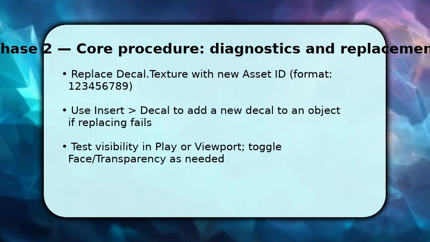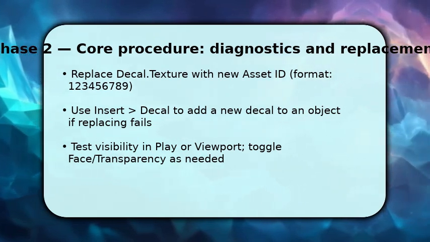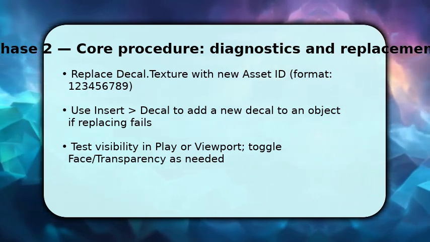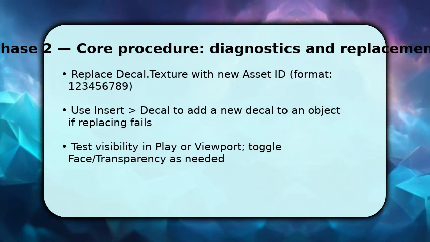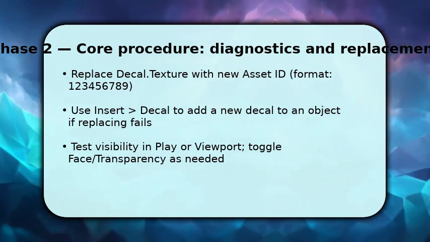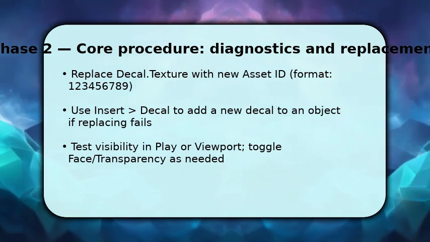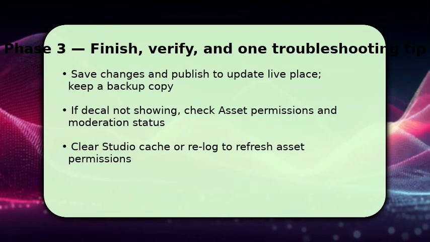If the object uses a surface GUI or mesh part, insert a new decal or texture onto the correct face. Once done, preview in the viewport or run play to confirm alignment. Adjust transparency and face. Finish by saving your place and publishing changes if you want them live. Keep a backup copy before large edits.